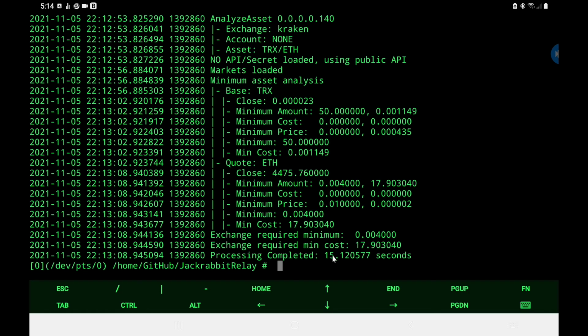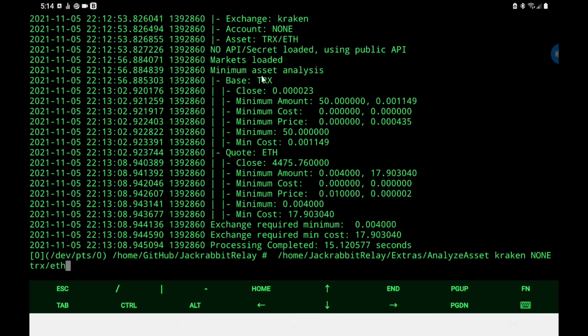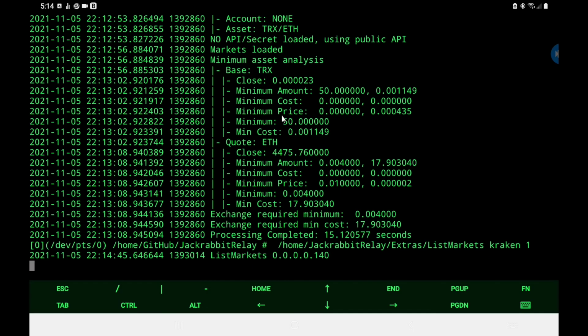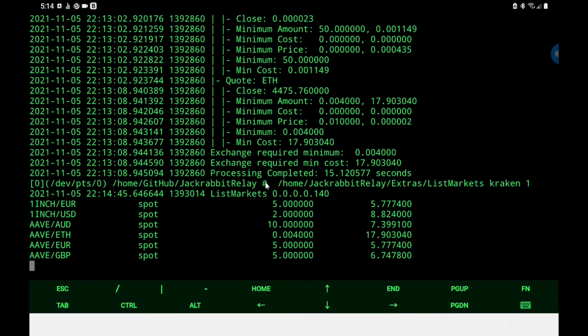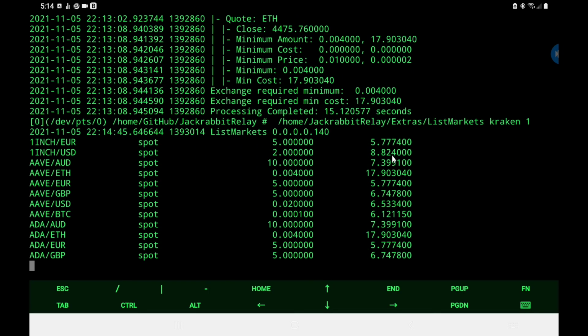Now, Kraken does have a slower rate limit, so you are going to see excessive timings. But that is true for many exchanges. So as you move through your analysis and you look at your rates, let's go back to list market. You will see exactly how the exchange pulls its information. And this is important as you're looking at these numbers.